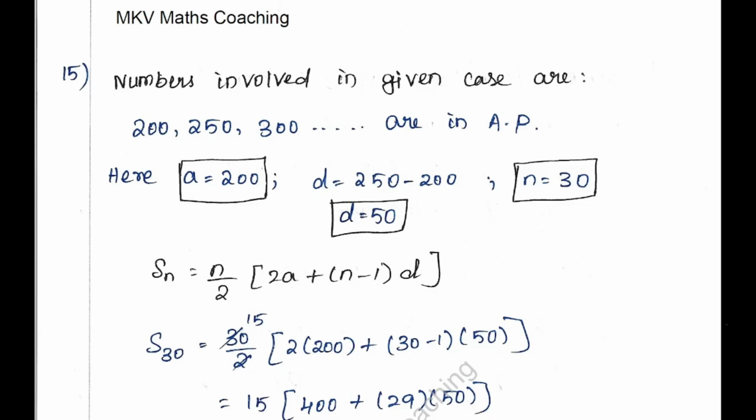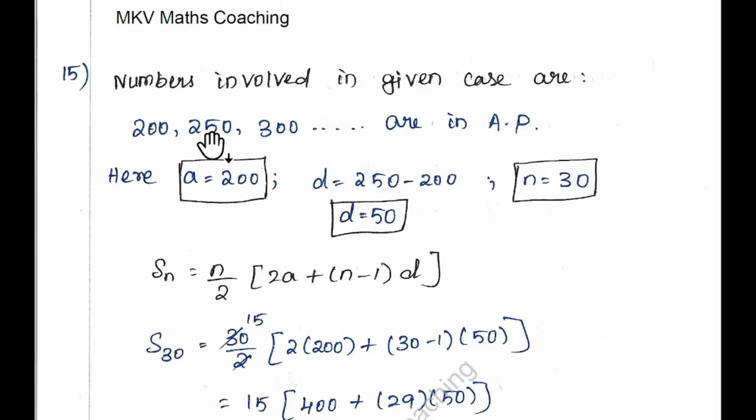So can you see 50 rupees is the common difference for every day, right? So the penalty for each succeeding day being 50 rupees more than the preceding day. How much money the contractor has to pay as a penalty if he has delayed the work by 30 days? So he is going to delay the work by 30 days.